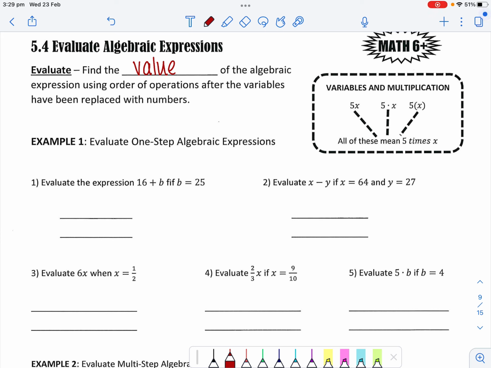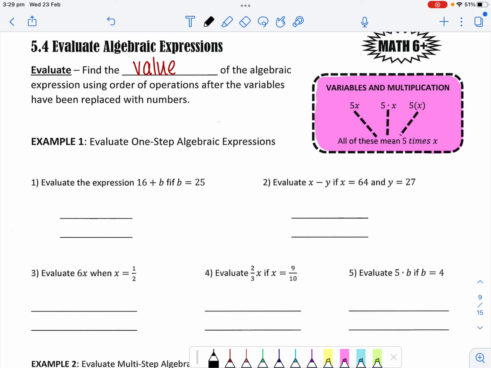This is just a little reminder of variables and multiplication, so what multiplication is going to look like in these expressions. Most commonly, we are going to see 5x, so 5 times x, a number directly next to a variable. There may be a multiplication symbol in between, and then we are actually going to use parentheses to do all of our substituting or all of our replacing. So you're going to see 5 and then parentheses, something on the inside, and then we close our parentheses.